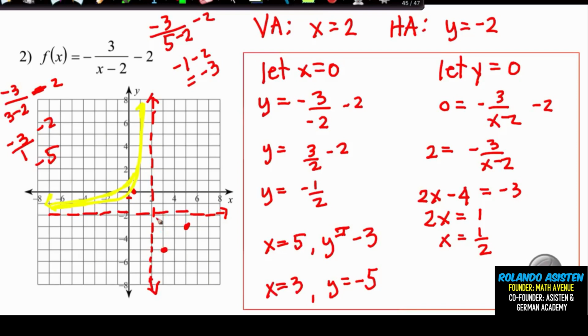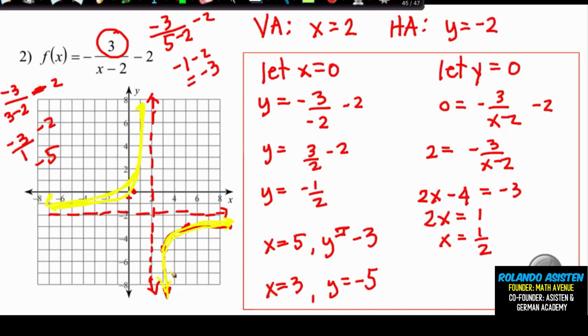What do you notice? From the intersection of the vertical and horizontal asymptotes, if I count 3 units to the right, 1, 2, 3, I go down 1. From here, I count 3 units going down, 1, 2, 3, and then I go right 1. That is indicated by this positive 3. So that would now be the sketch of our graph.